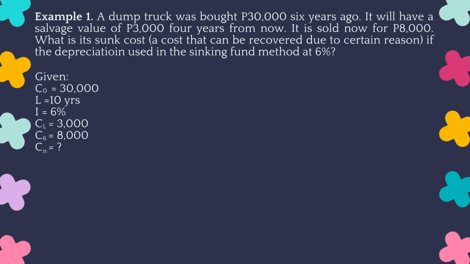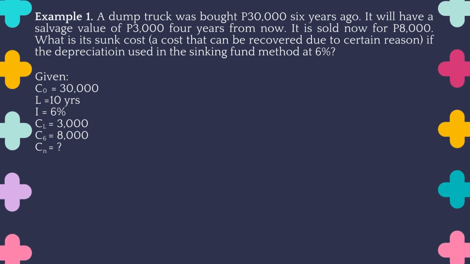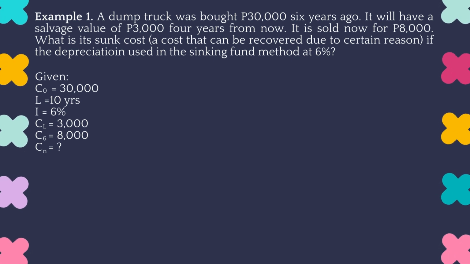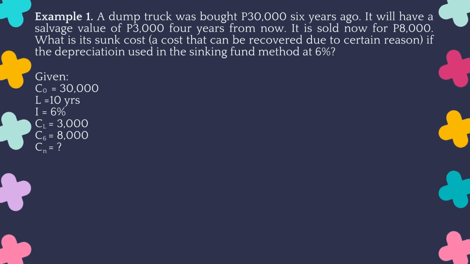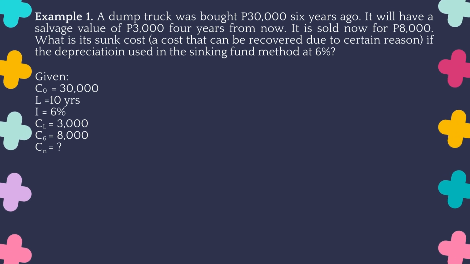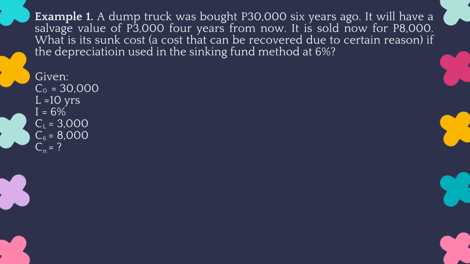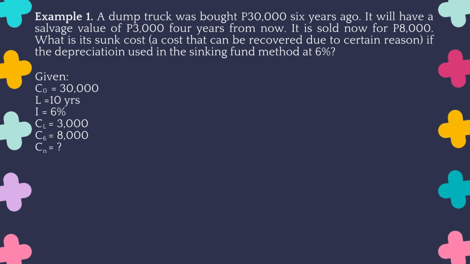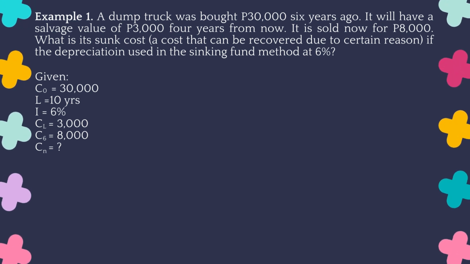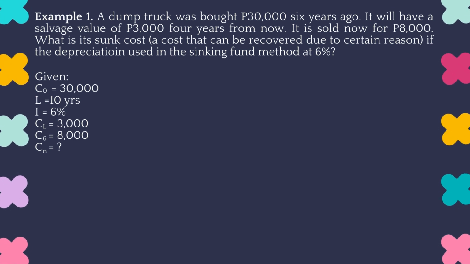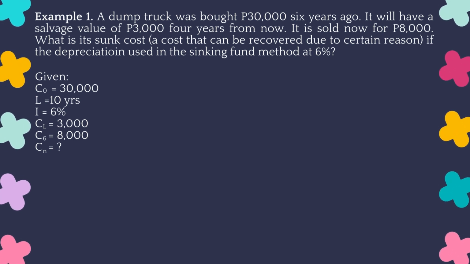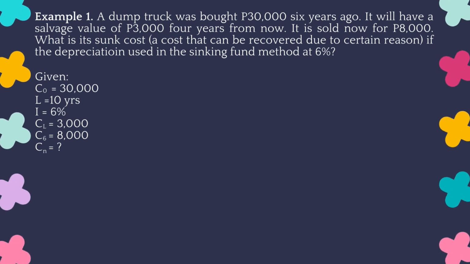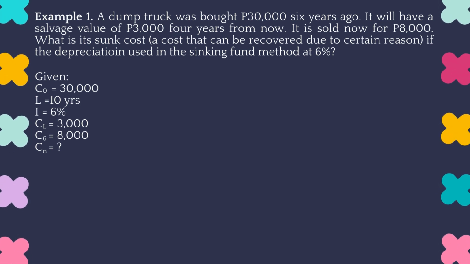So example number 1: a dump truck was bought 30,000 pesos 6 years ago, and it will have a salvage value of 3,000 pesos 4 years from now. It is sold now for 8,000 pesos. What is its sunk cost, or a cost that can be recovered due to certain reason, if the depreciation used is the sinking fund method at 6%? So here are the givens.